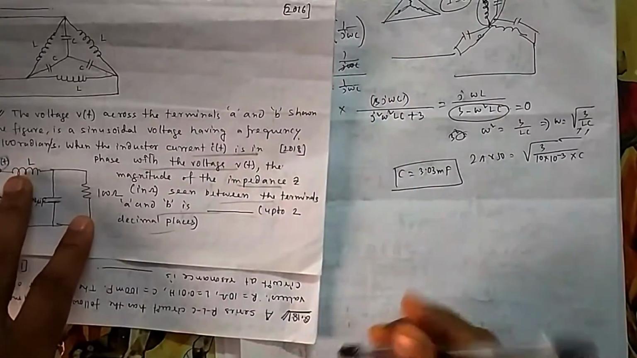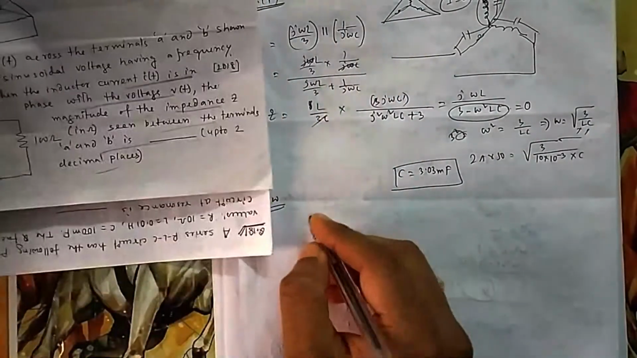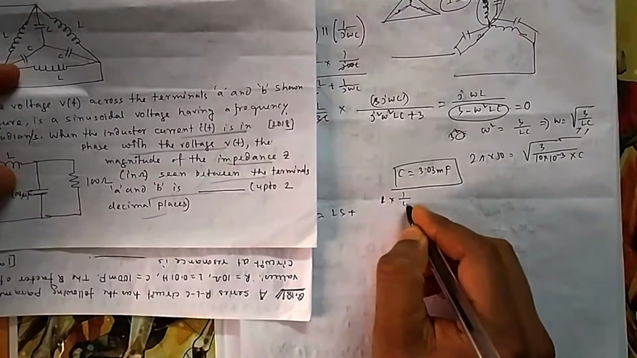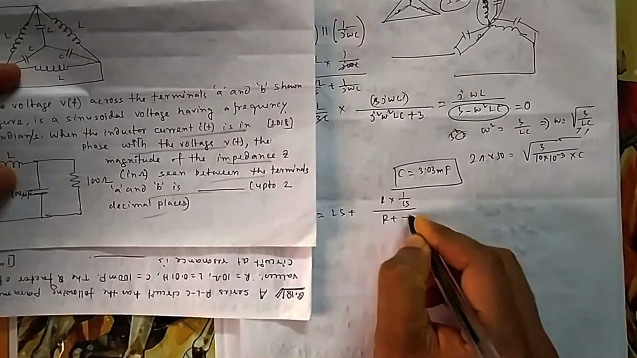So if you do the combination here, total Z will be Ls plus, and then this R is in parallel with Cs, so R into Cs divided by R plus Cs, 1 by Cs.